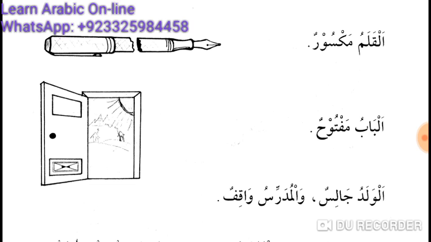Read the sentences. Al-kalamu maksurun, the pen is broken. Al-babu maftuhun, the door is open. Al-waladu jalisun walmudarrisu waqifun, and that is, the boy is sitting and the teacher is standing. Good.